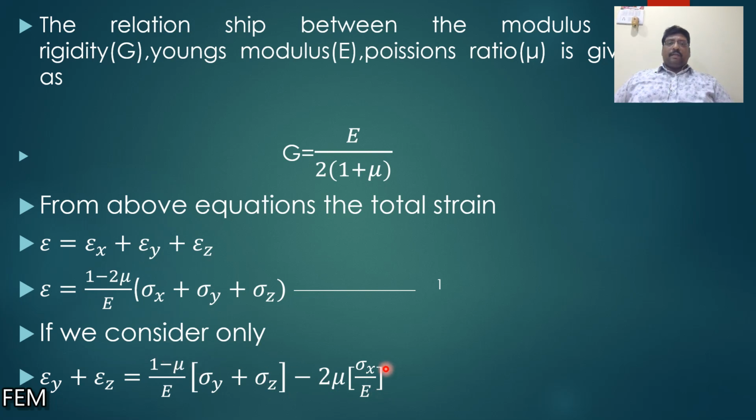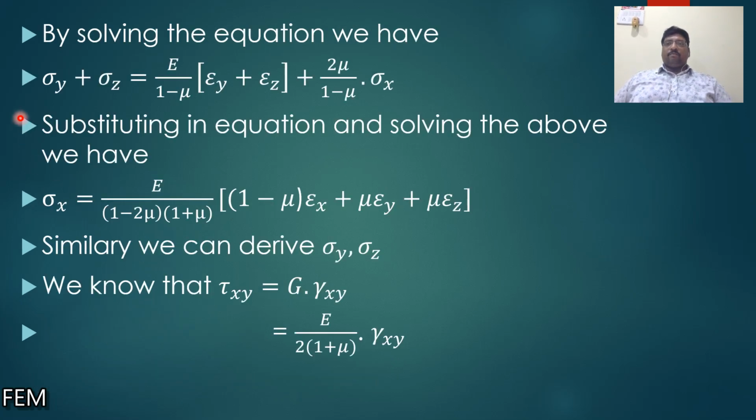Keeping sigma x by E at only one place and transferring the remaining terms to epsilon y plus epsilon z, I have sigma y plus sigma z equal to E by 1 minus 2 mu into epsilon y plus epsilon z plus 2 mu by 1 minus 2 mu into sigma x.